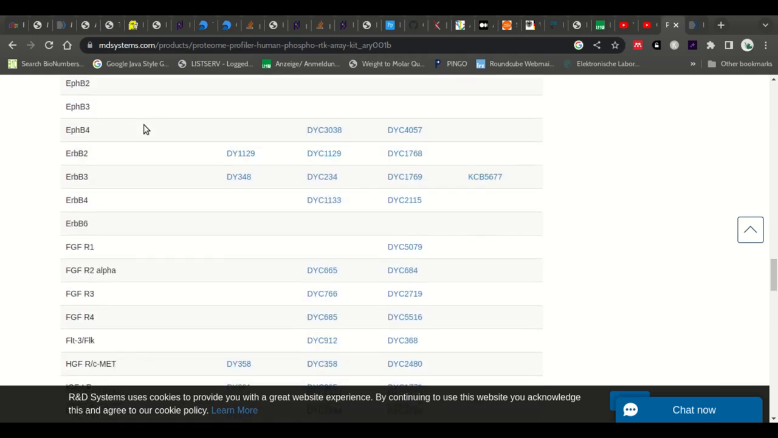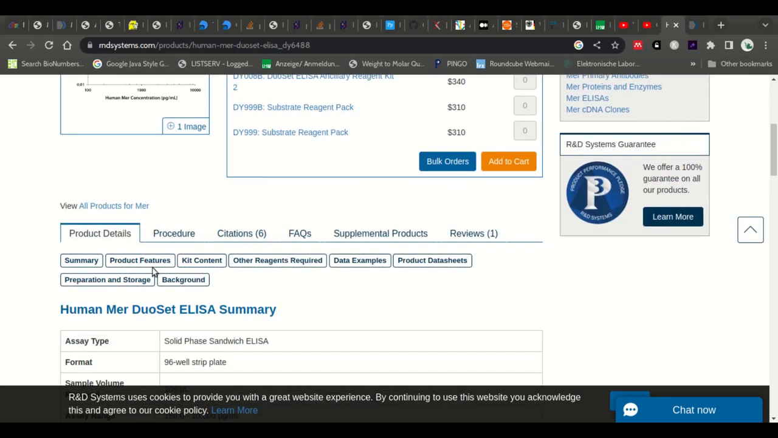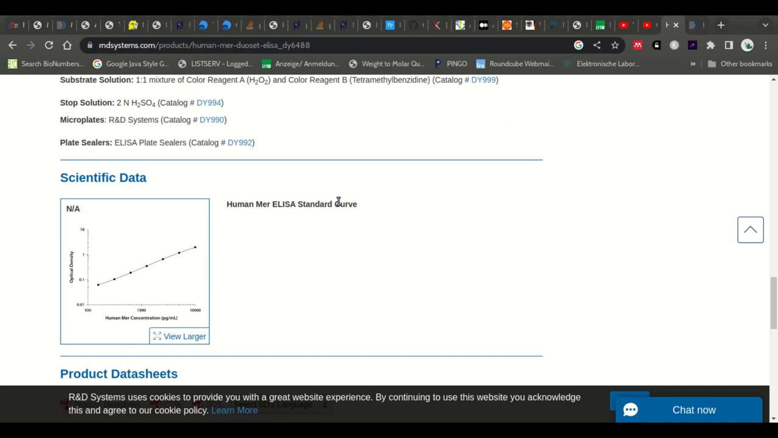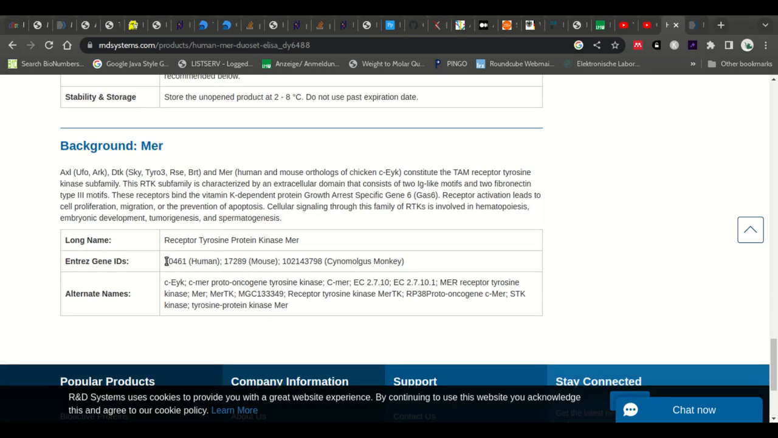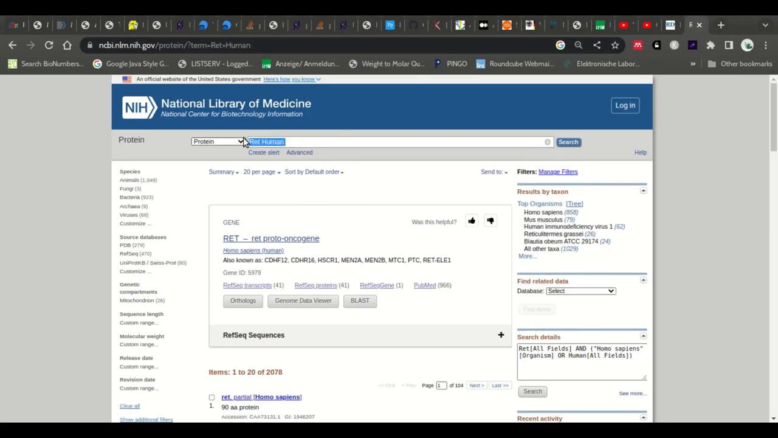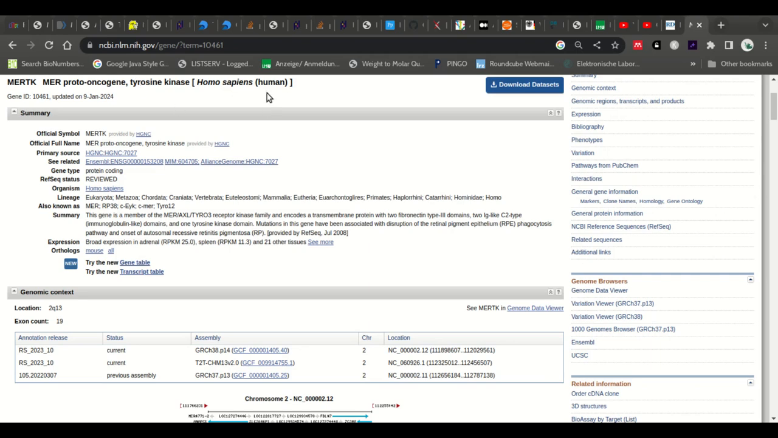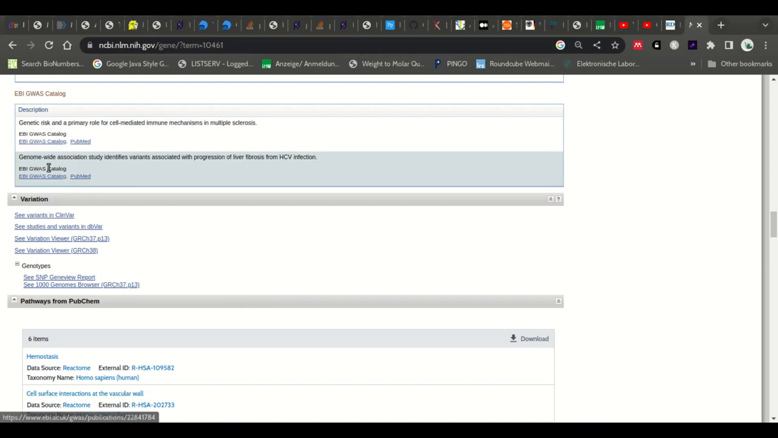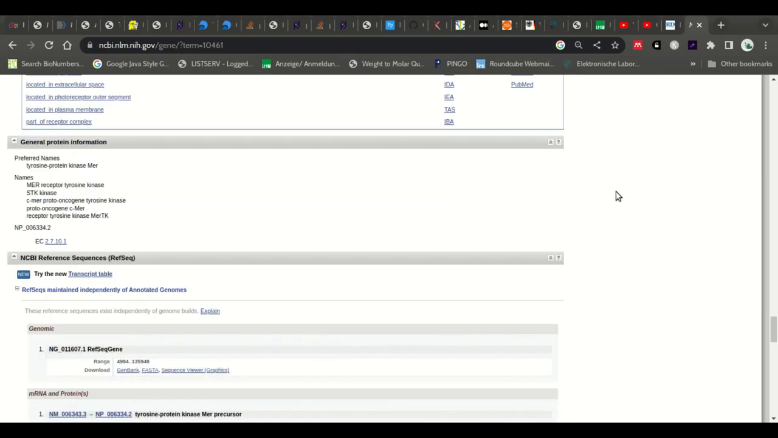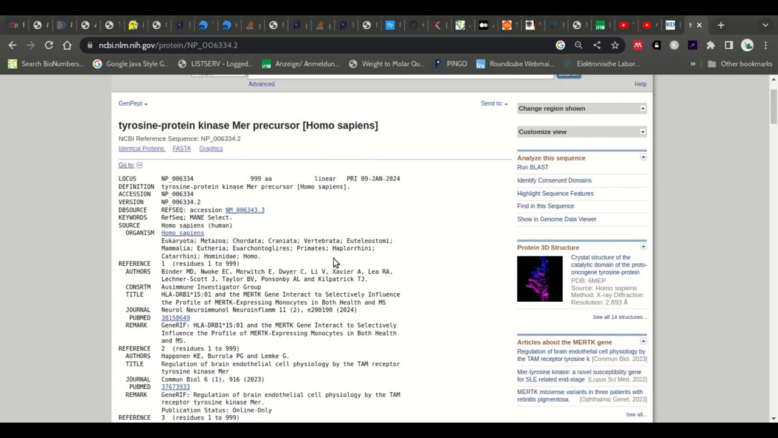Okay, maybe they have it. Let's look at the MER, because we already saw it. So let's look, maybe here they will say which accession number it is. So it's entry, here they are. Okay, so the entry number, the gene ID. Let's see if we can find it. And at least with that one, we can find the sequence. Well, it is the precursor.